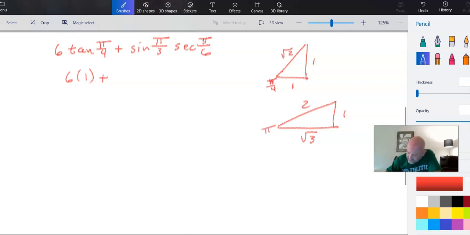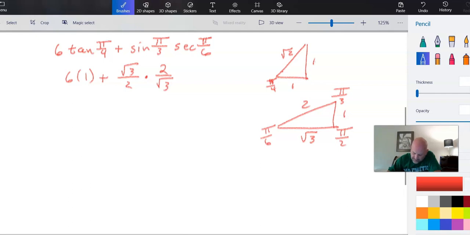And that would be pi over 6, pi over 3, and pi over 2. So let's see here. Sine of pi over 3 is the opposite over the hypotenuse. So that's root 3 over 2. And then secant is the reciprocal of cosine. Okay, so pi over 6. Cosine pi over 6 would be root 3 over 2, but we are doing secant, so that would be 2 over root 3. Right? And now we go to simplify this.